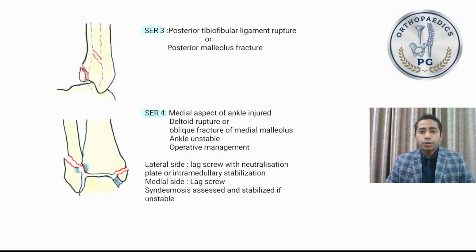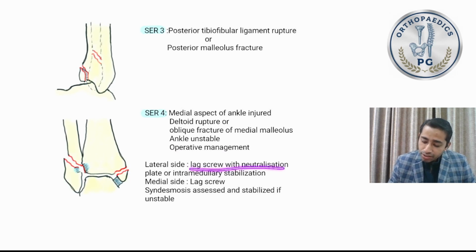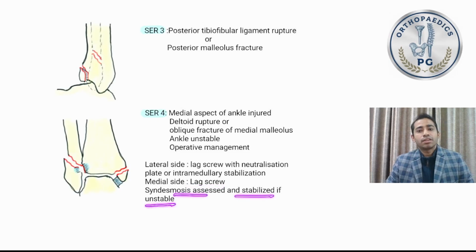So what do we do in the operative management? In the lateral side, we will either put a lag screw with a neutralization plate or an intramedullary stabilization. In the medial side, we put orthogonal lag screws. And syndesmosis is assessed and is stabilized if the syndesmosis is found to be unstable.